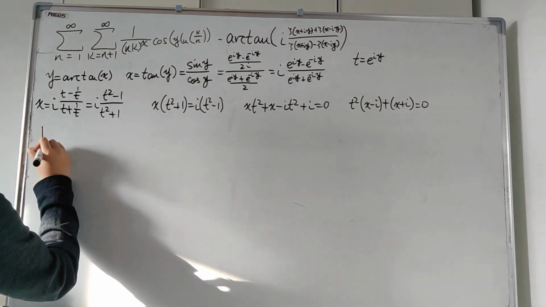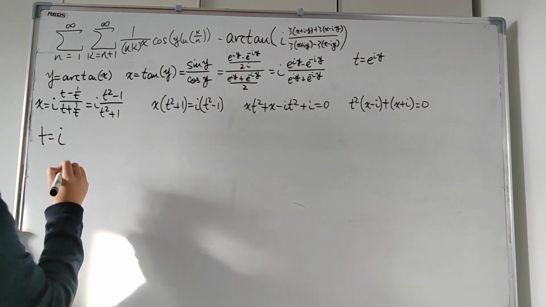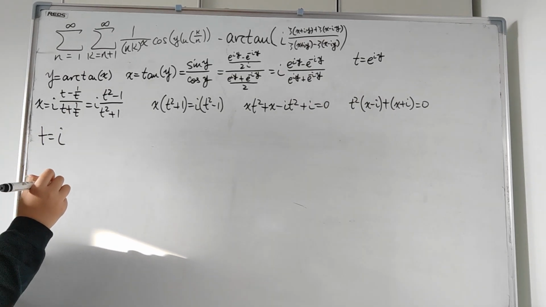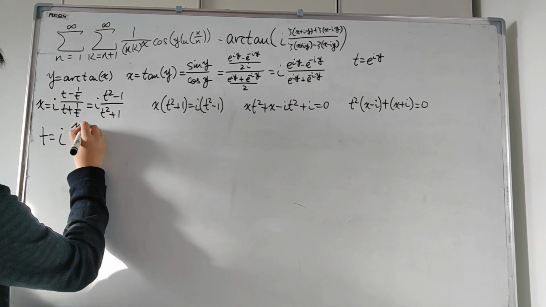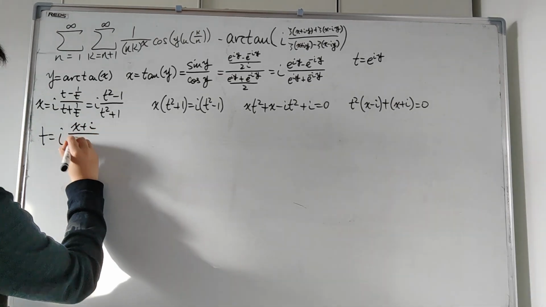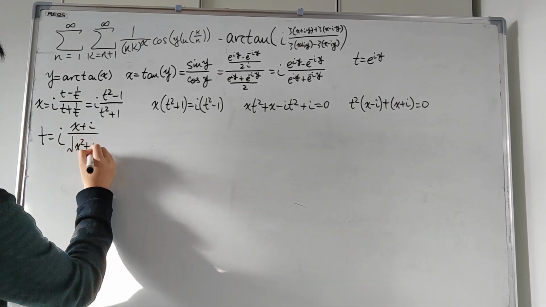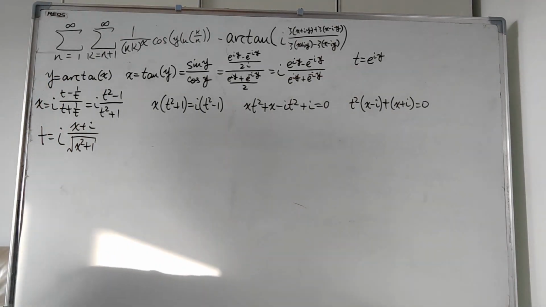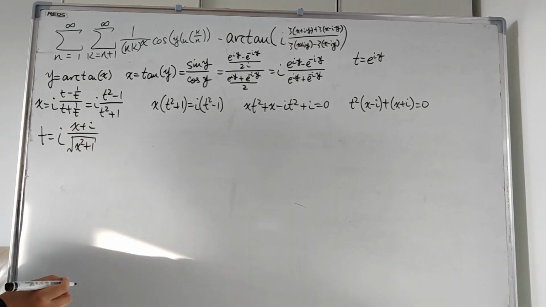So I have here t is equal to i, let's see if I can remember it correctly. I probably don't. I think it was x plus i over square root x squared plus 1. If I made a mistake, well, too bad, my memory is not that great.